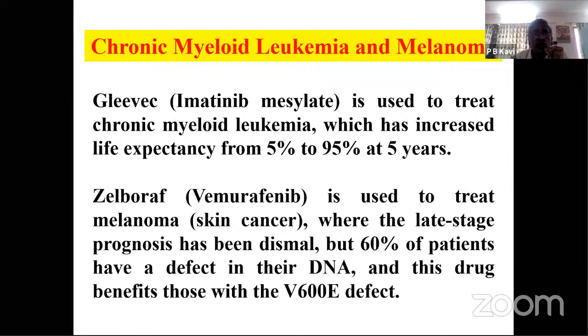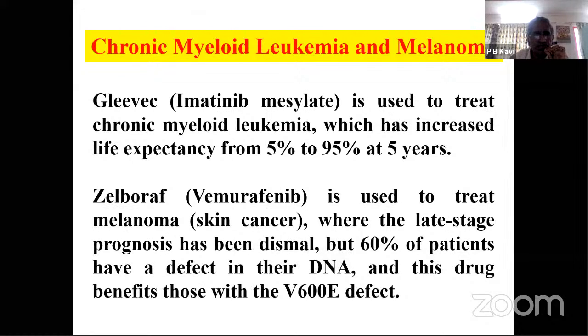So in the case of chronic myeloid leukemia and melanoma, people have been using Gleevec. This Gleevec is used to treat chronic myeloid leukemia, which has increased life expectancy from 5% to 95%. So just imagine, without genome sequencing, we would have been nowhere. The survival rate was only 5%. Now it has improved to 95%. The survival rate has been improved to 95% just because they have sequenced the entire tumor of this particular leukemia.